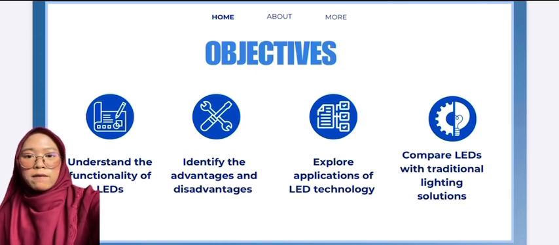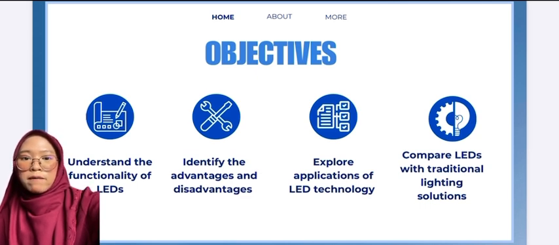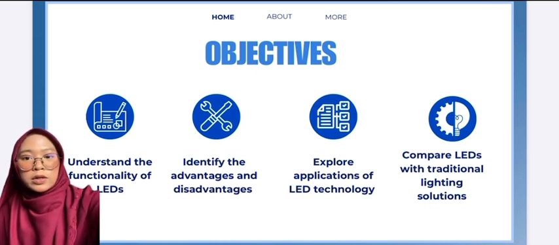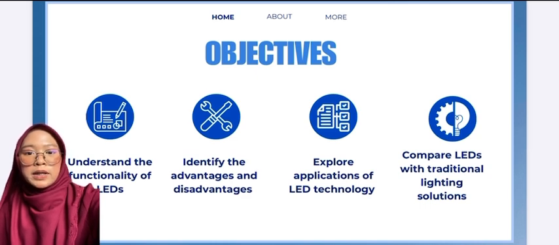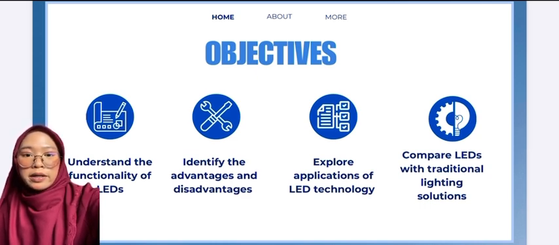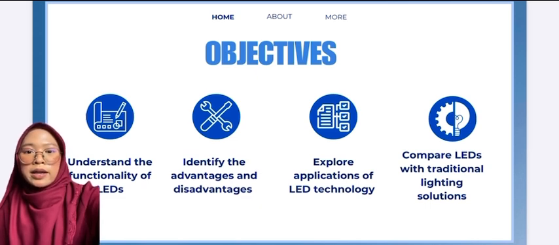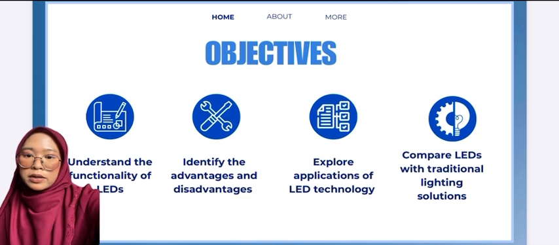The first objective is to understand the basic principles of LEDs. We will learn how LEDs function as semiconductor devices that emit light and how they work based on the concept of electroluminescence. The second objective is to study the characteristics and properties of LEDs. This includes identifying the key components inside an LED and understanding the factors that affect its performance, such as voltage, current, and temperature.